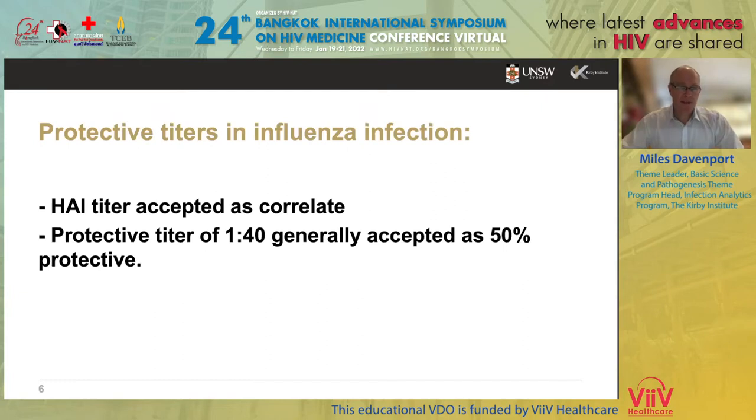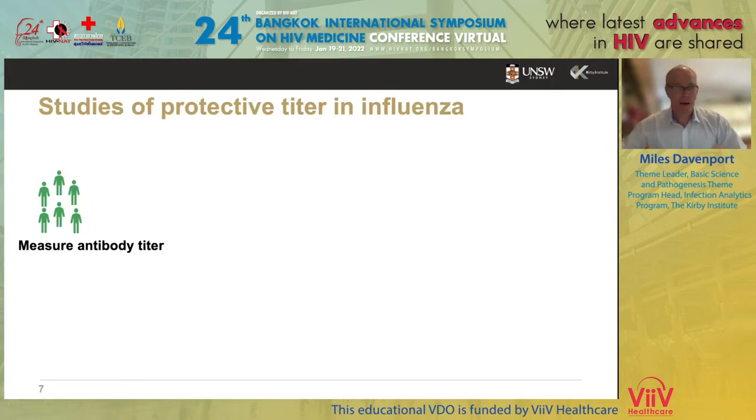Firstly, protective titers in influenza virus infection. It's generally accepted that a hemagglutination inhibition titer is predictive of protection, and that a titer of about 1 in 40 will give you about 50% protection from infection with influenza virus. And I'd say a titer of 1 in 40 against the strain that is the infecting strain. So how did this number come about?